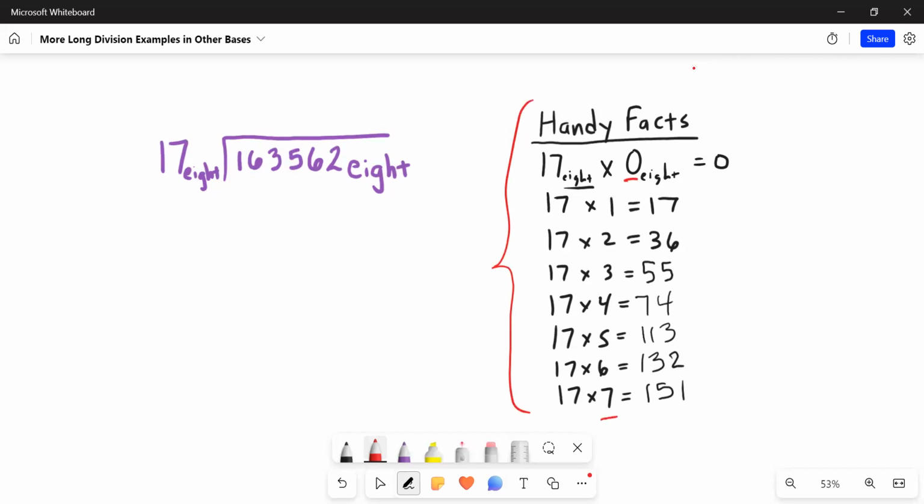The first two are obvious. 17 times 0 is 0, 17 times 1 is 17, or itself. But the other ones require some work. Like, for example, if you wanted to know what 17 times 4 is, remember, this is in base 8, even though I didn't write the 8 there.